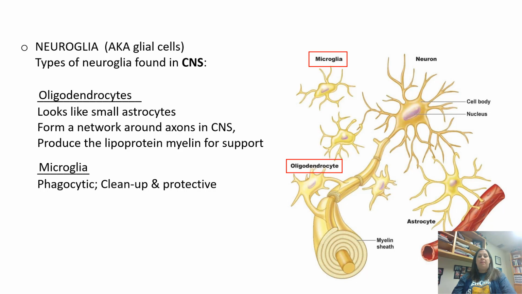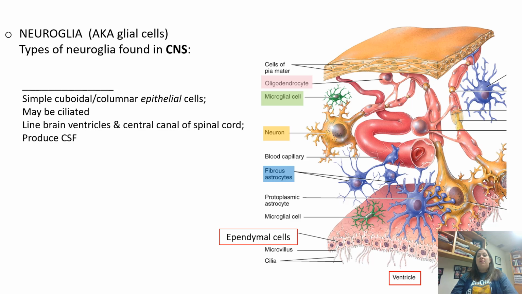The last type of special neuroglial cells that are found in the central nervous system are what we call the epithelial cells. The epithelial cells are simple cuboidal or columnar epithelial cells.